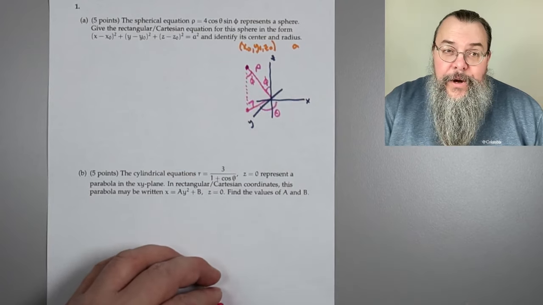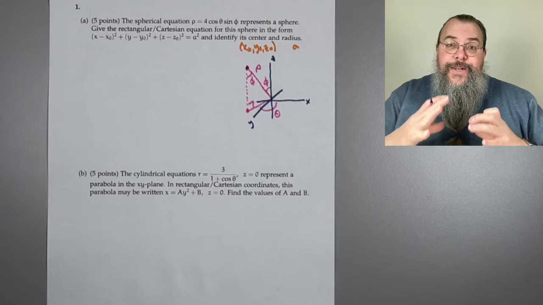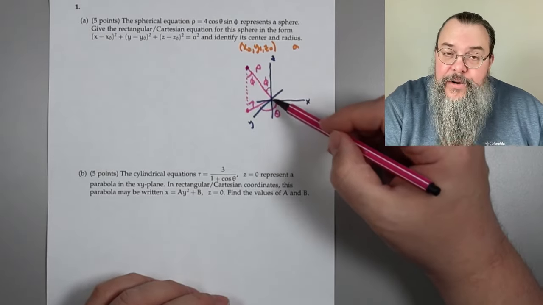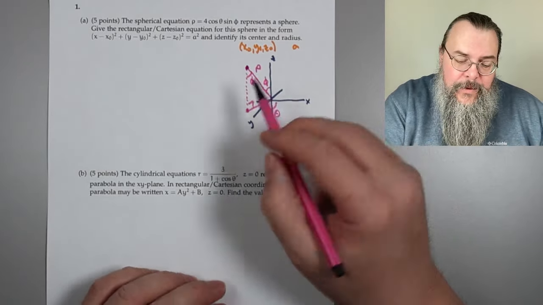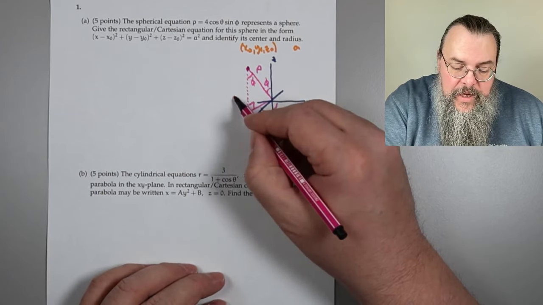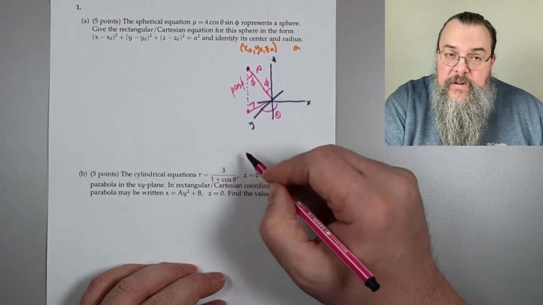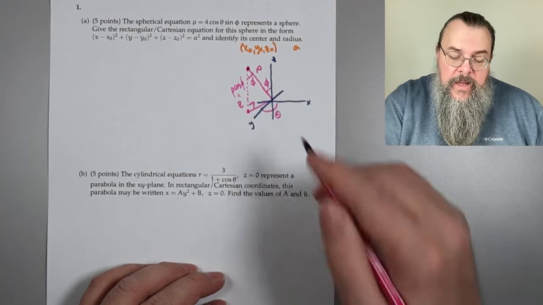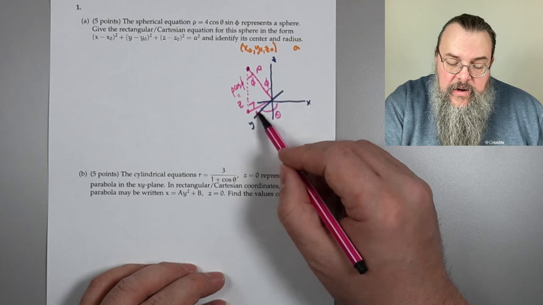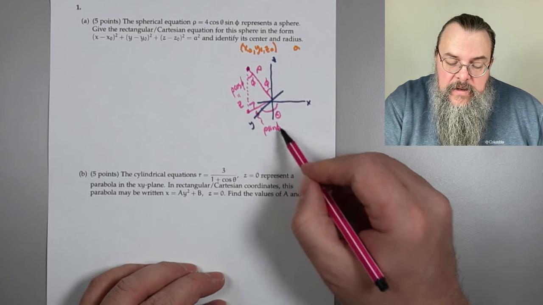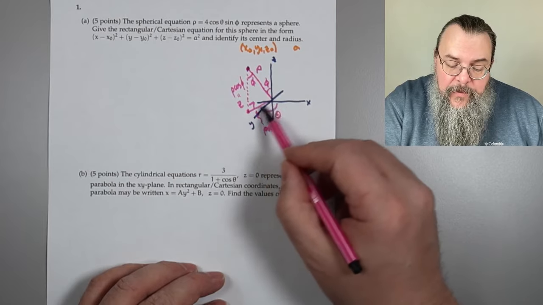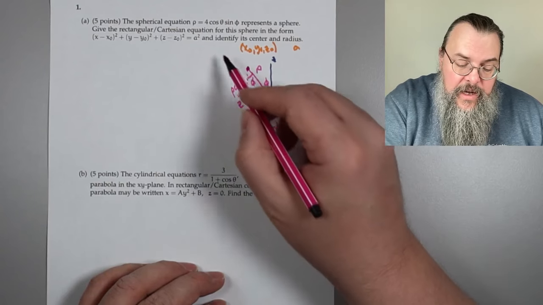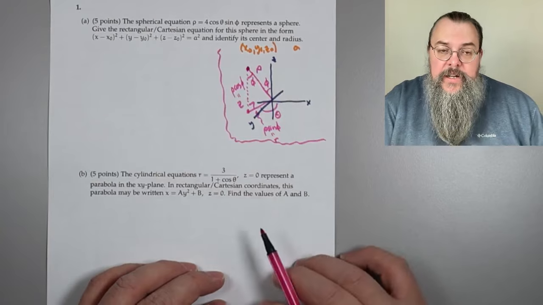So why does this help us? Now you can use facts about trigonometry. I know the hypotenuse, I know this angle, therefore the adjacent side is rho cosine phi, because cosine is for the adjacent. And that is what we call z. The opposite side is rho sine phi. And what do we call that? That's how far away we are from the origin in the xy plane. That's what we call r. Now we've got our whole picture figured out.